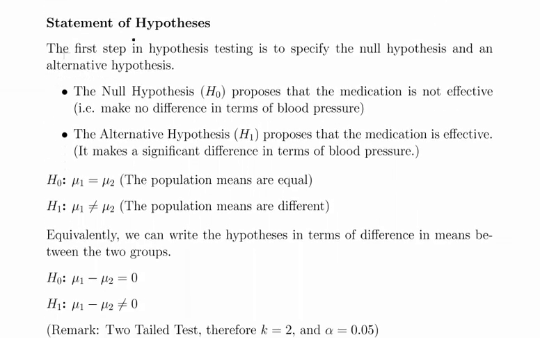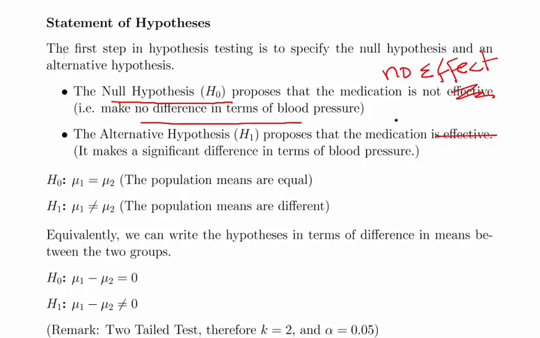So first off, a statement of the hypotheses. Essentially what we have to do here is make a quick statement about the null hypothesis. H0 proposes that the medication is not effective. It makes no difference in terms of blood pressure. Sorry, it doesn't affect blood pressure. That's not the same thing as what we're looking at, which is that it does affect blood pressure. I just slightly rephrase that. So it does make a difference in terms of blood pressure.